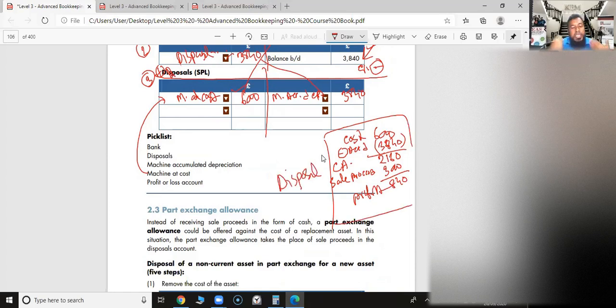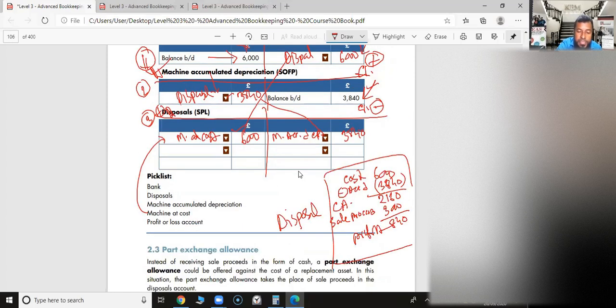Disposal. How do you show it in a T account? We show it just like on the screen. On the debit side, we recorded 6,000 debit. And on the credit side, it is taken away. This accumulated depreciation is a minus, taken away.